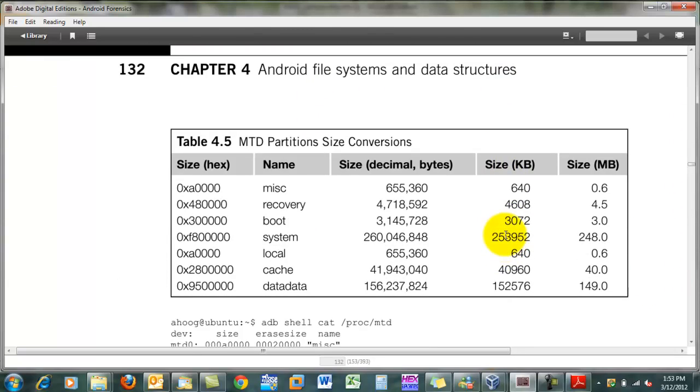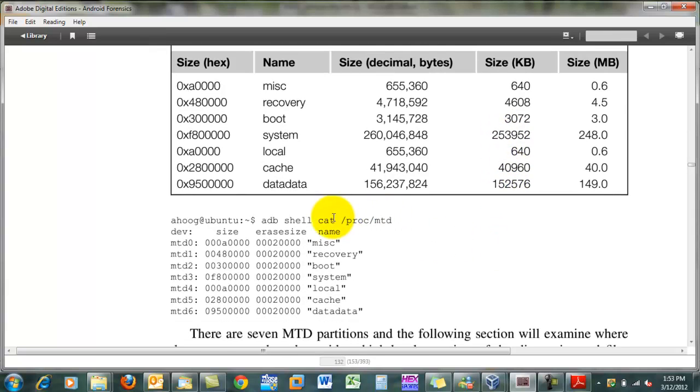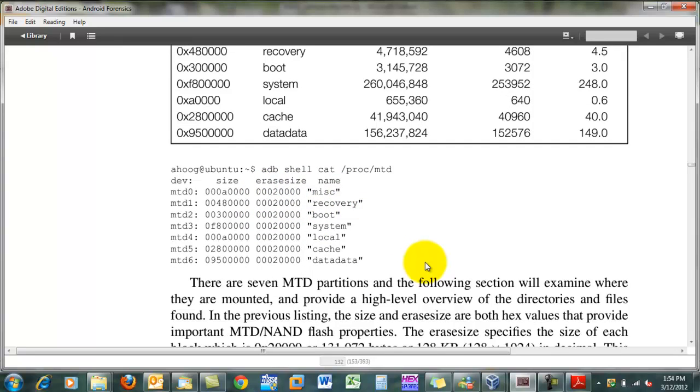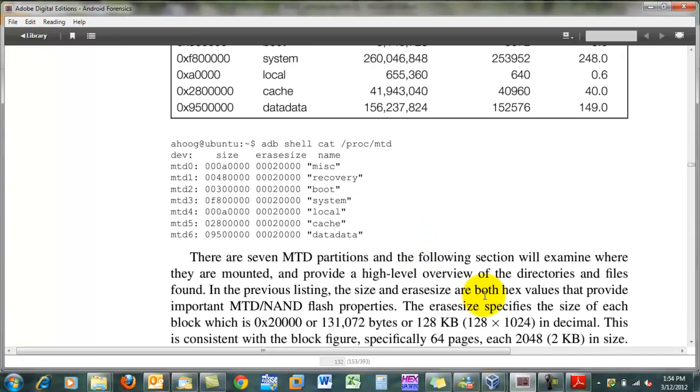A little example: if you still remember, ADB gives access to the Android device. Use the shell command and cat out the file under proc called MTD. You'll see, for example, MTD 0, the size is this. This is in hexadecimal, and erasesize means this is the block size for the miscellaneous subdirectory. To give an example, let's look at the system directory itself.